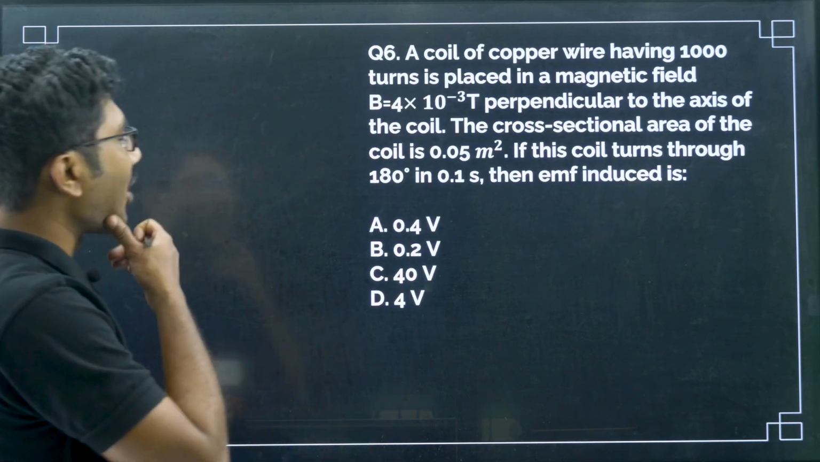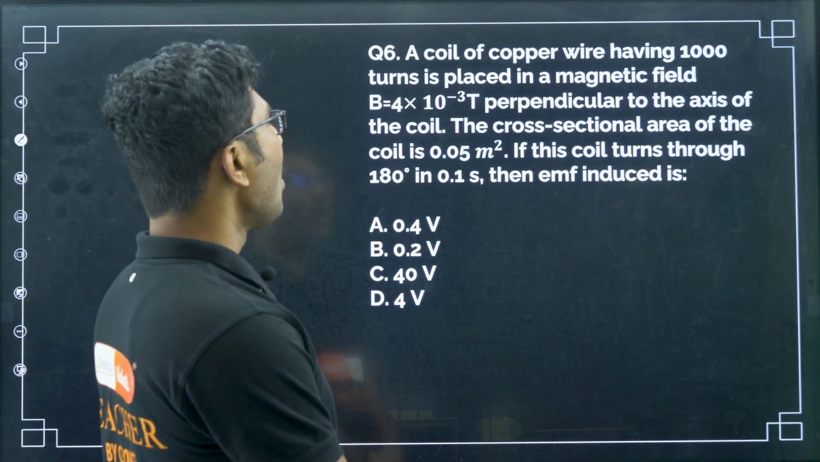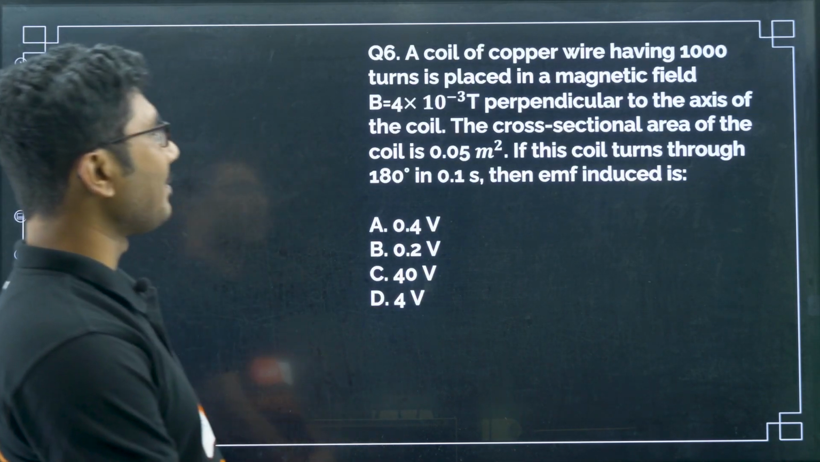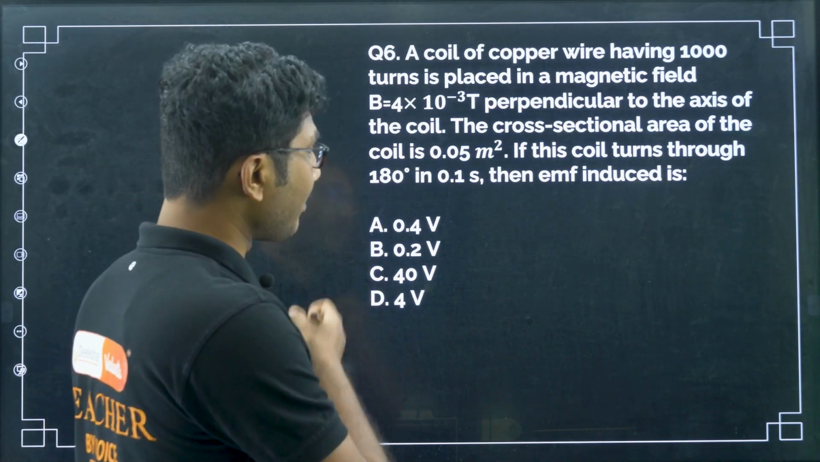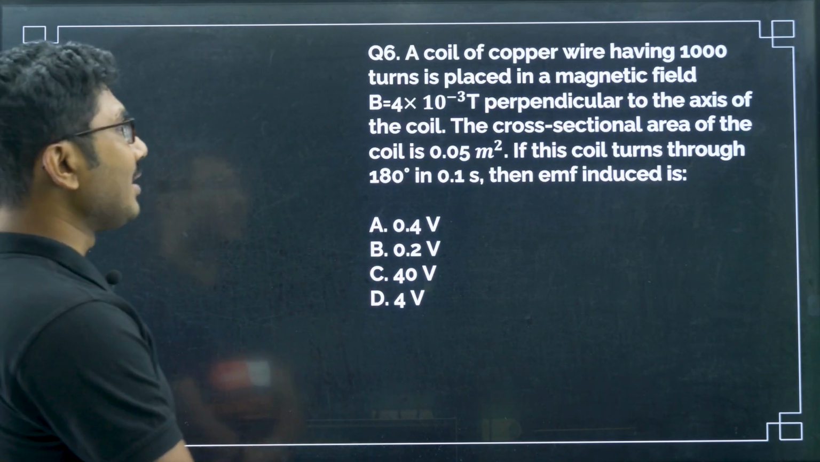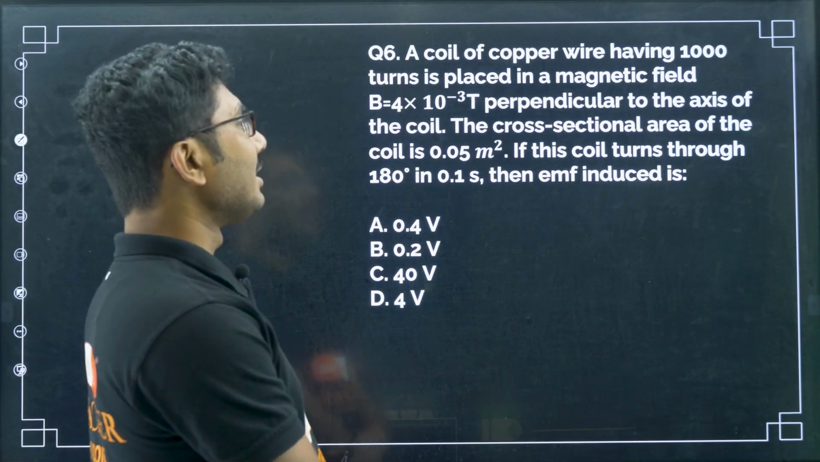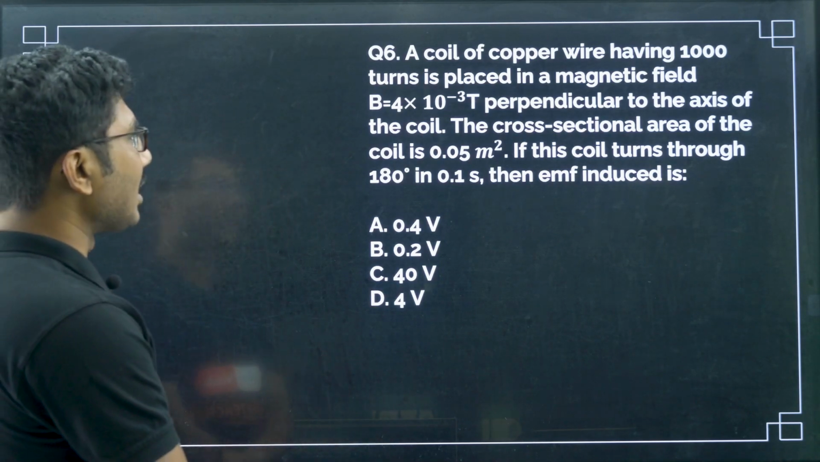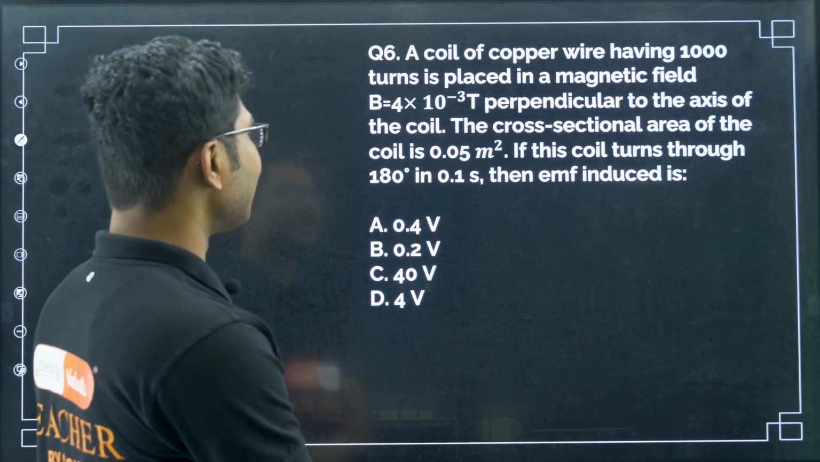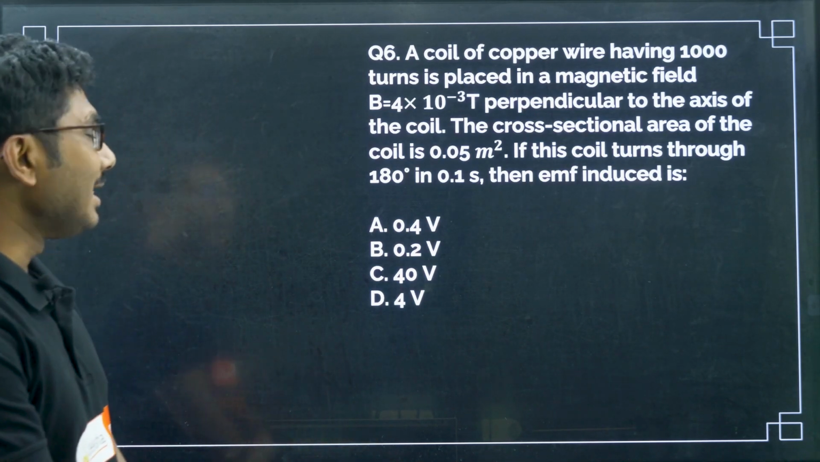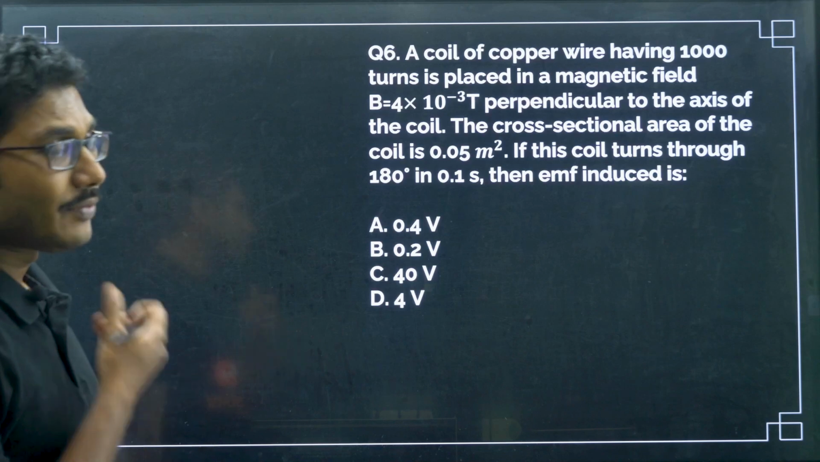Now, next question. A coil of copper wire having 1000 turns is placed in a magnetic field B equal to 4 times 10 to the power of minus 3 Tesla perpendicular to the axis of the coil. The cross sectional area of the coil is 0.5 meter square. If this coil turns through 180 degrees in 0.1 second, then the EMF induced is?